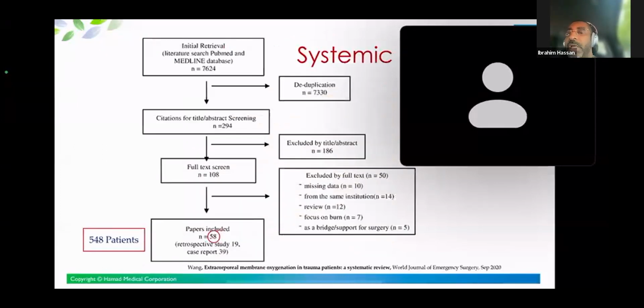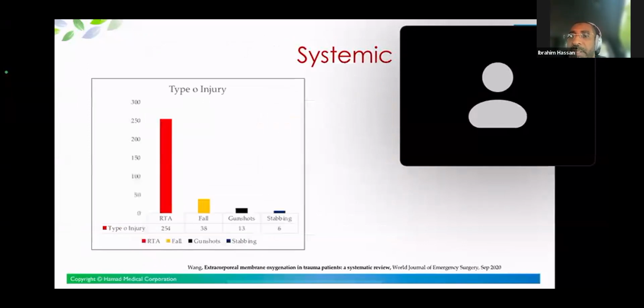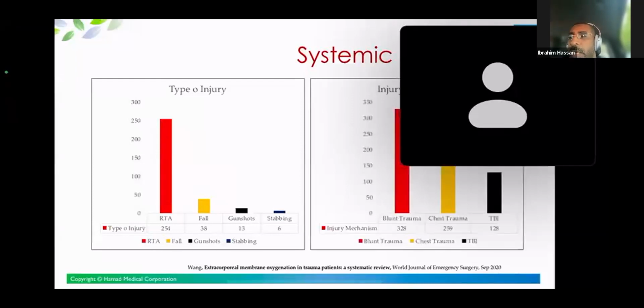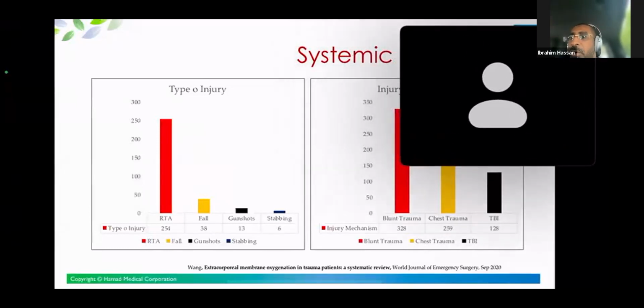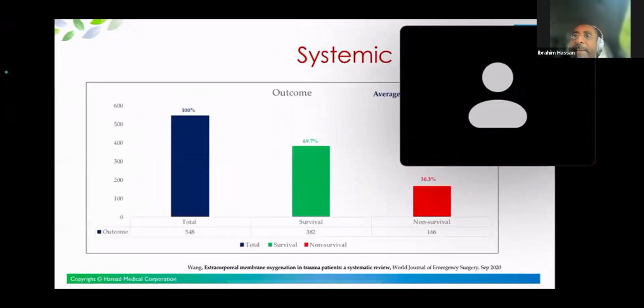So if you look at the other data in trauma, I got this paper in 2020. That's a systematic review, really, that looked at 58 papers with about 548 patients included in the study. The most common mechanism of injury, as everywhere, is pretty much the RTA, followed by fall. And most of these patients actually have polytrauma, blunt chest trauma, abdominal trauma, and TBI.